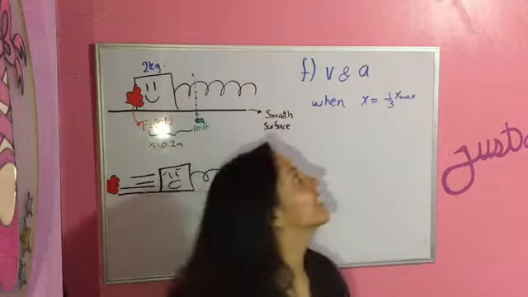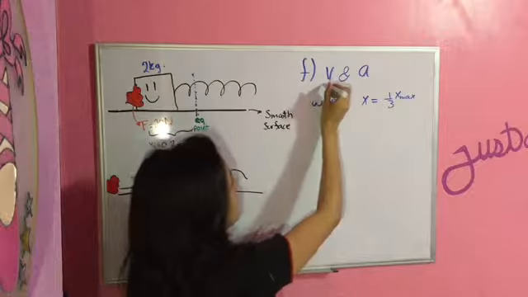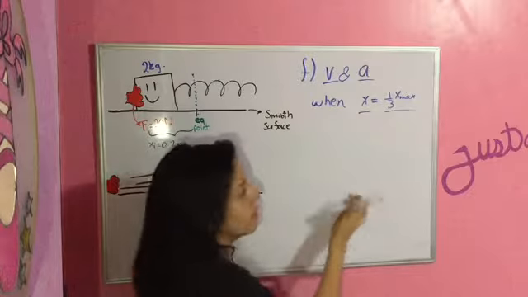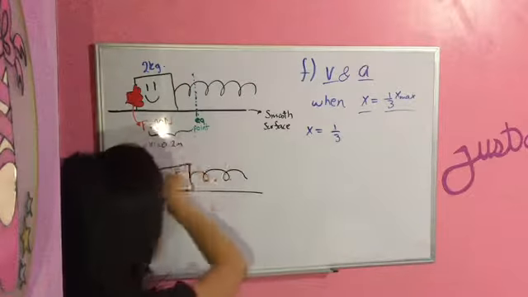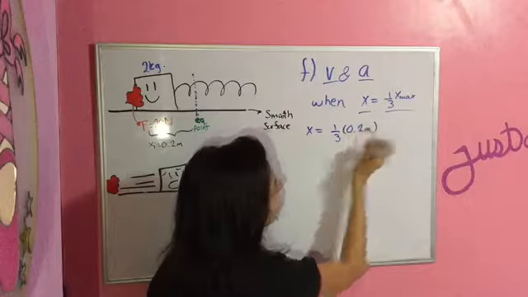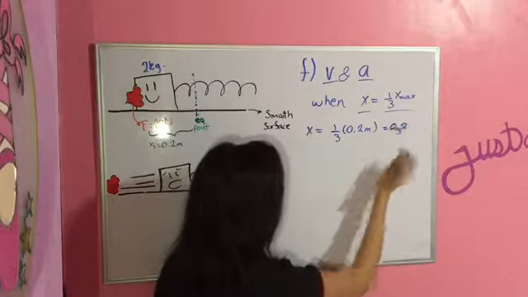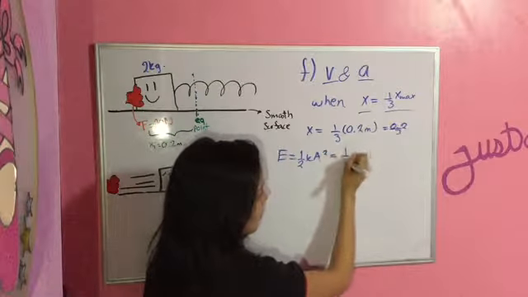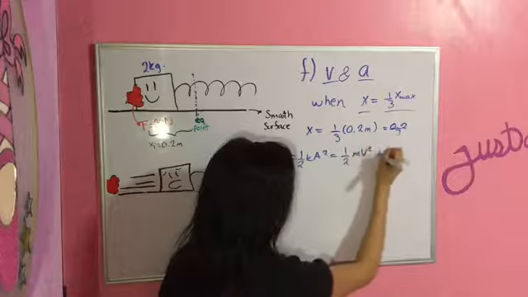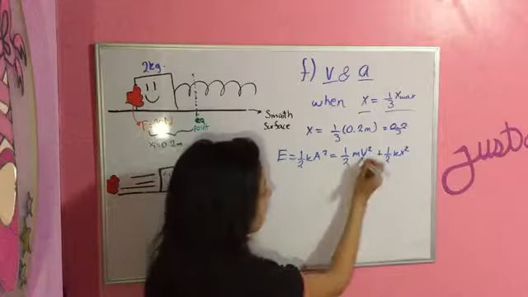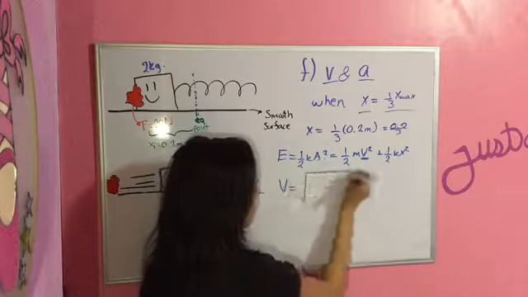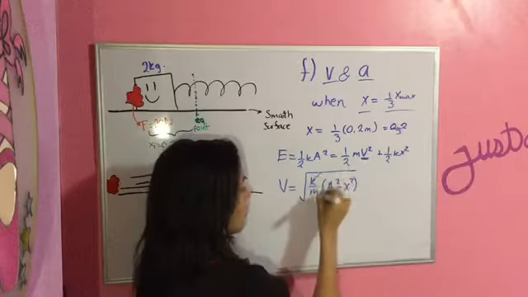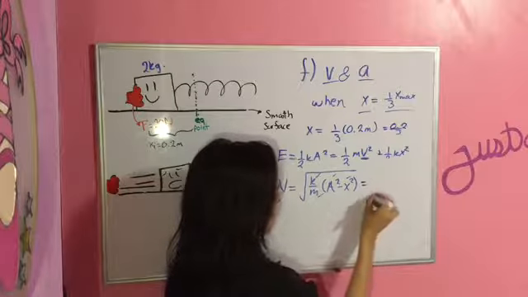The last question is asking us for the velocity and deceleration when the position equals 1/3 of its maximum position of the object. Now, taking from the energy equation, we can isolate the velocity. And the solution for the velocity will look something like this. And now we know all the values, so we only have to substitute them and we'll get the velocity.